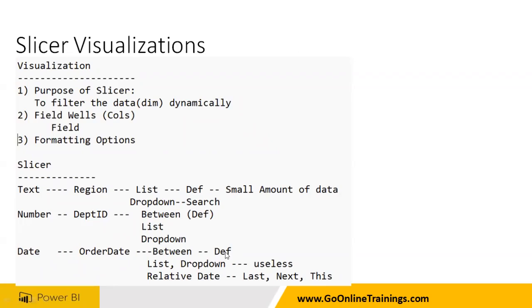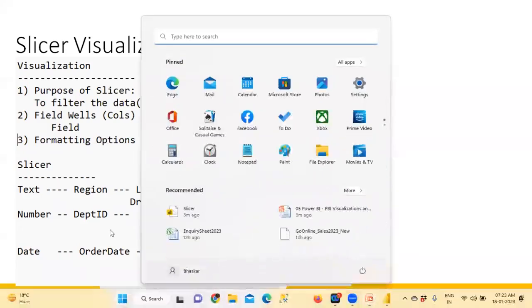When you take a date, you get between, plus list, drop down, and relative date: last month, last 1 day sales, last 1 week sales, last month sales, and so on. So next month sales, next month dues, next month deliveries, something like that. We are going to get this kind of data. When you use a date, the between operator is the default one, and list, drop down, and relative date, all these things will be there when you drag and drop the date. So it depends upon what kind of data you're using. Based on that, these options are selected automatically.